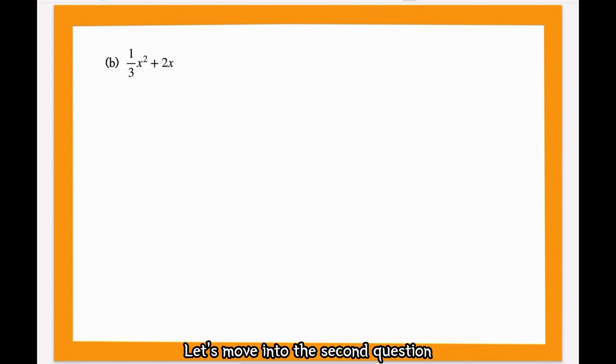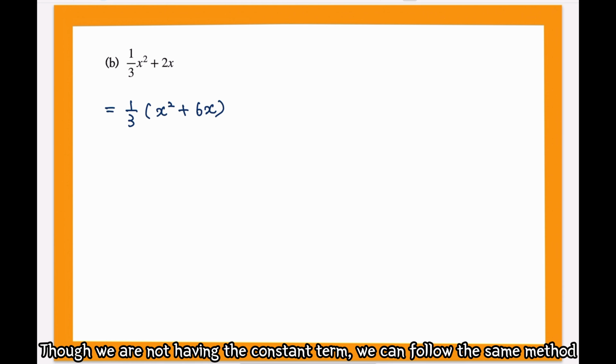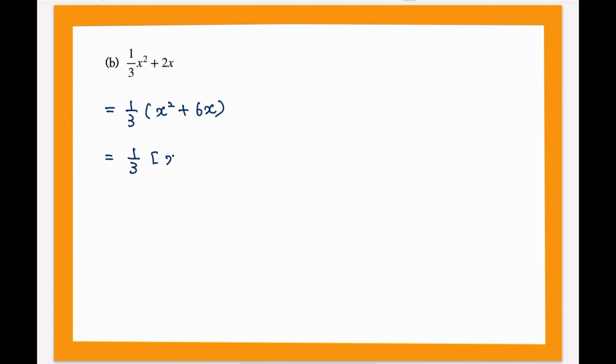Okay, so let's move into the second question. Factorize 1/3 bracket x squared plus 6x. Though we're not having the constant term, we can follow the same method. So 1/3 bracket x squared plus 6x. Take half of plus 6, which is 3. So plus 3 squared, and subtract 3 squared again. So the result is 1/3.